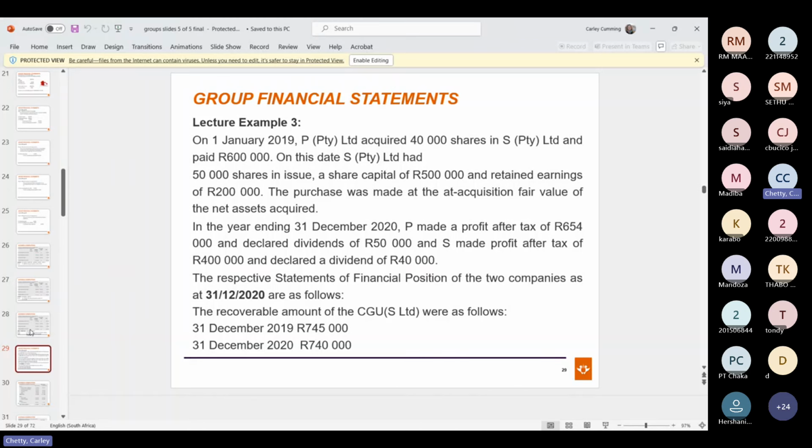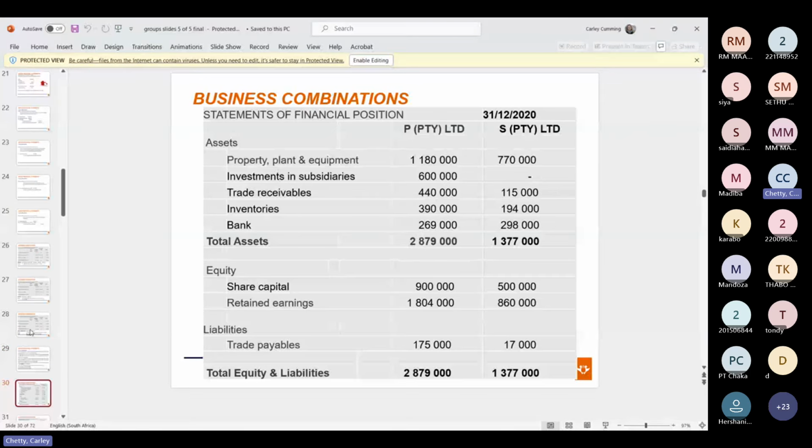In the year ending 31 December 2020, P made a profit after tax of 654,000 rand and declared dividends of 50,000. S made a profit after tax of 400,000 and declared dividends of 40,000. The respective statements of financial position of the two companies are as follows. And then they also tell us the recoverable amounts of the cash generating units. At 31 December 2019, the recoverable amount is 745,000. And on 31 December 2020, the recoverable amount is 740,000. Okay, so here they are giving us P's statement of financial position and S's statement of financial position.